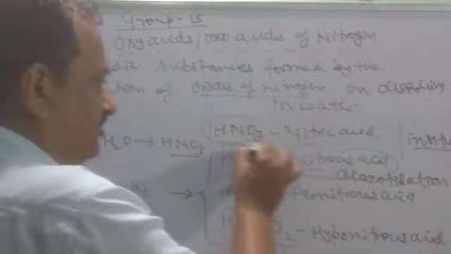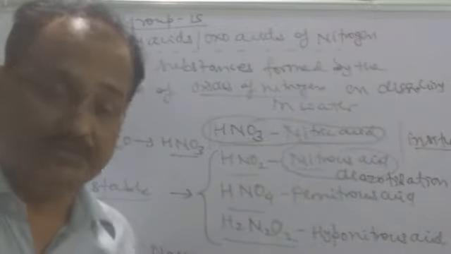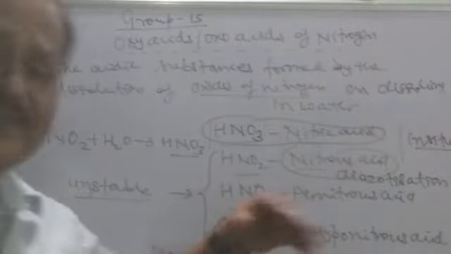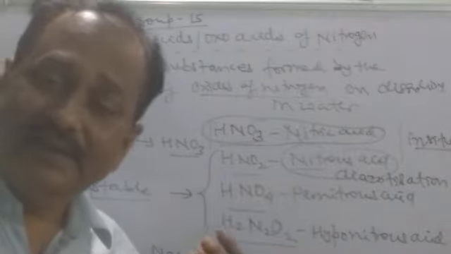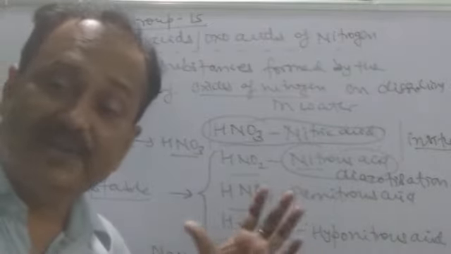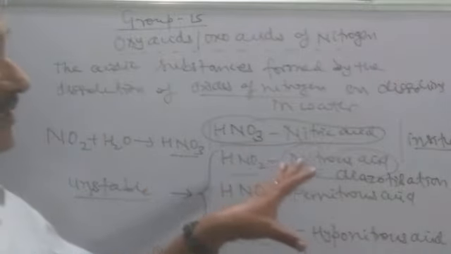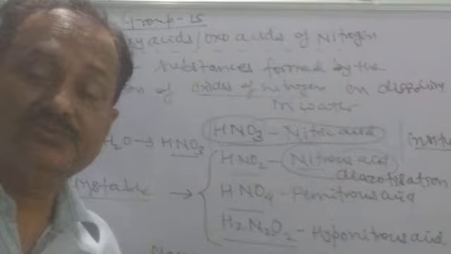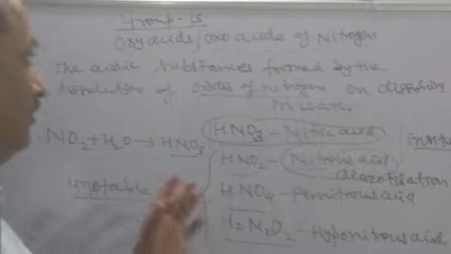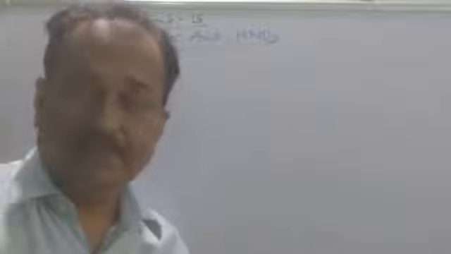Nitric acid is the only stable oxyacid of nitrogen, and the others are highly unstable. Nitric acid is also highly reactive. It can oxidize metals as well as non-metals, and because it wants to have stability, it oxidizes others and is itself reduced. So this is about the oxyacids of nitrogen.